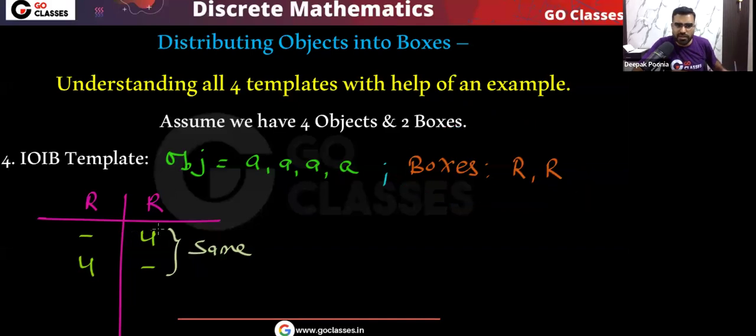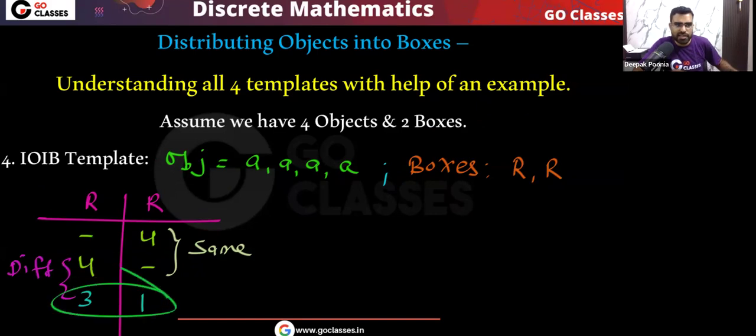So basically what is happening here, all four elements here you are putting, all four elements here you are putting. So these two cases are basically same, because both the boxes are same. Okay, but remember, if I put three elements in one box and one element in another box, now these cases are different, because here all four elements are in one box, but here three elements in one box and one element in another box.